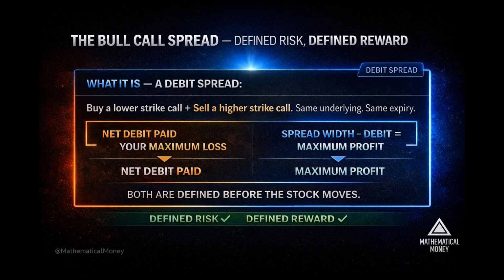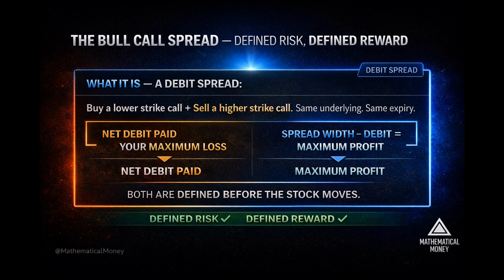Because you pay more for the lower strike call than you collect for the higher strike call, you pay a net debit to enter. That net debit is your maximum loss. Your maximum profit is the width of the spread minus the debit paid. Both are defined the moment you enter the trade, before the stock moves a single cent.